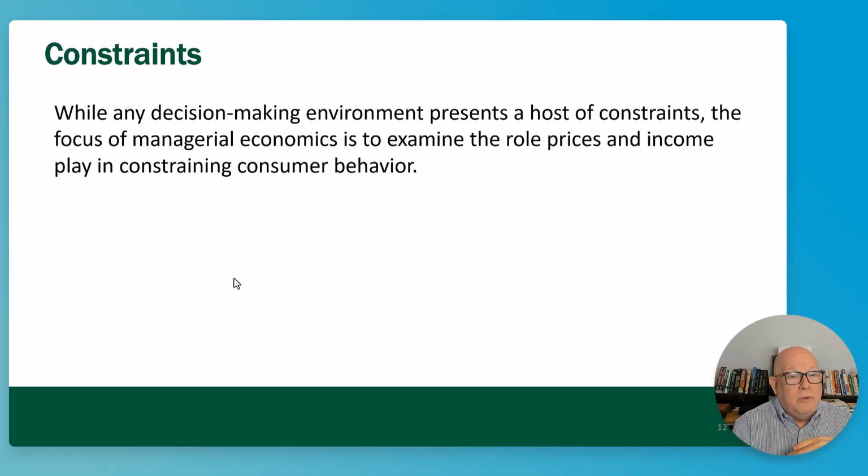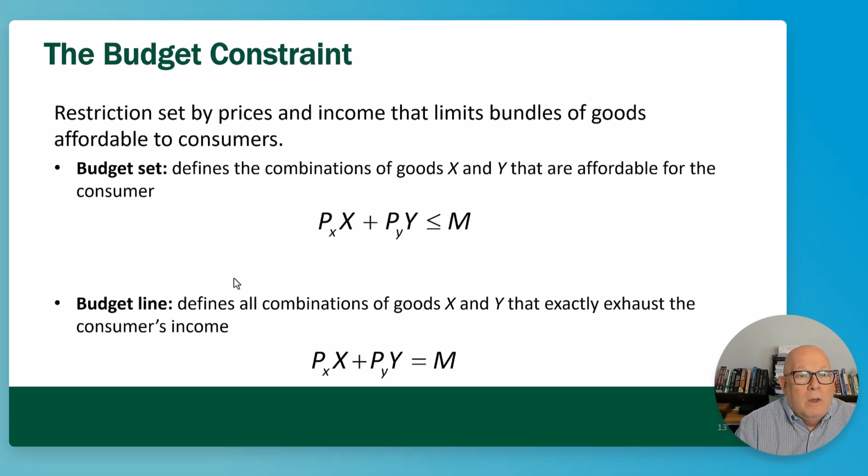So we have lots of constraints, but the big constraint in terms of consumer behavior is their income or their budget. How much do they have to spend on these different bundles of products? So let's say that our income or our budget is M. That's the amount we have to spend. And let's assume that we're only going to spend that budget on 2 goods, X and Y.